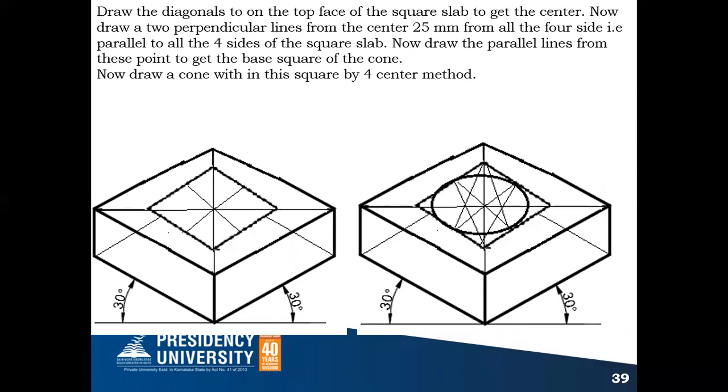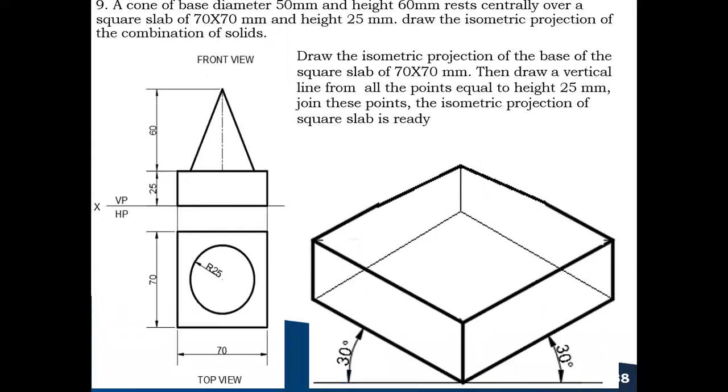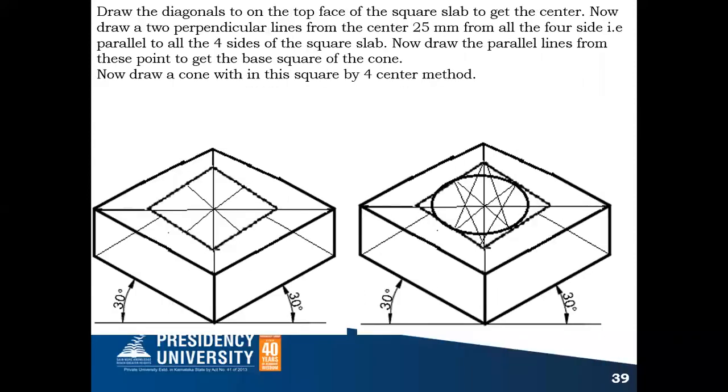How much will I get on either side? How much is it given? Let me see. The cone, 50 millimeter diameter. Correct. So you take half of the 50 millimeter, which means 25 millimeter. From this center, you take 25 millimeter on this line, 25 millimeter on this line, this side, and 25 millimeter here and 25 millimeter here.